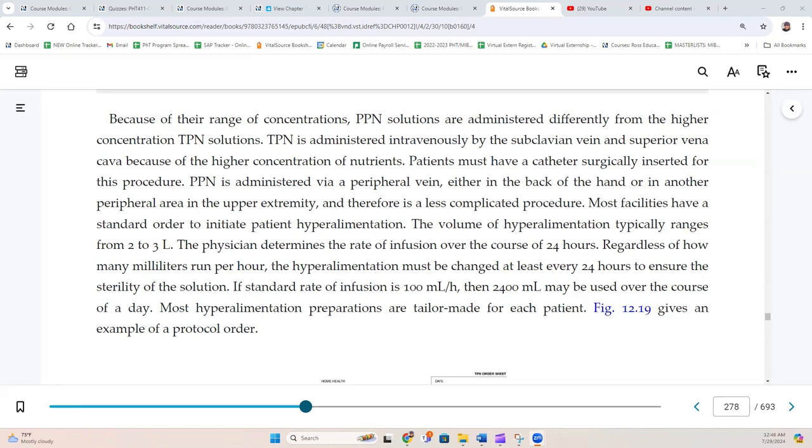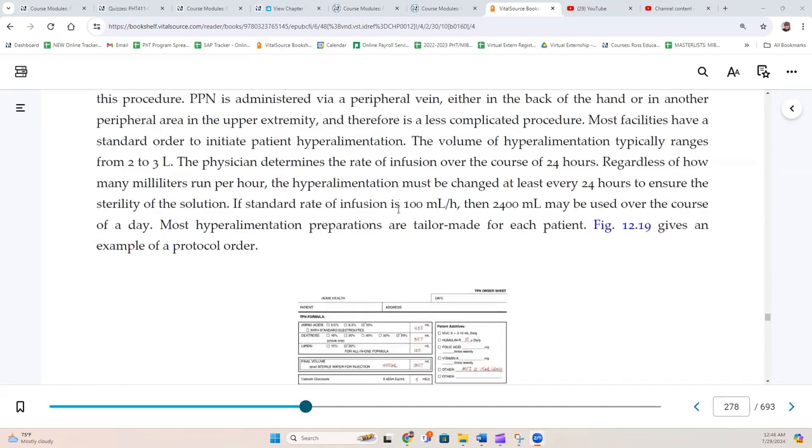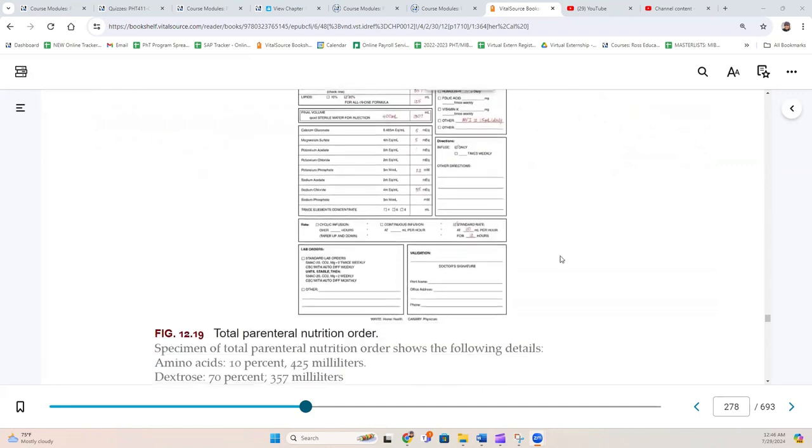If the standard rate of infusion is 100 milliliters per hour, then 2400 mL may be used over the course of a day. Most hyperalimentation preparations are tailor-made for each patient. Figure 12.19 gives an example of a protocol order.